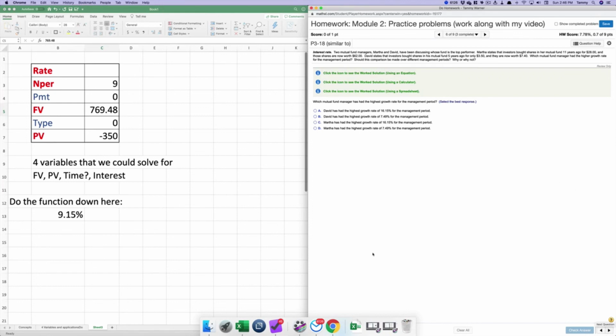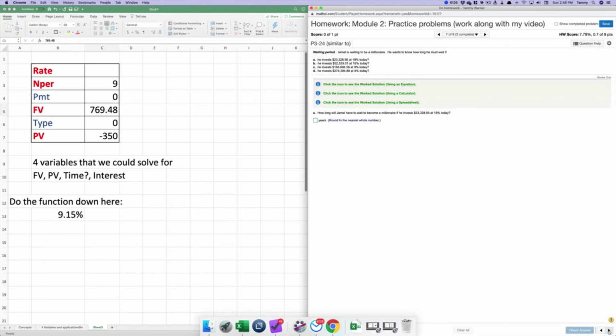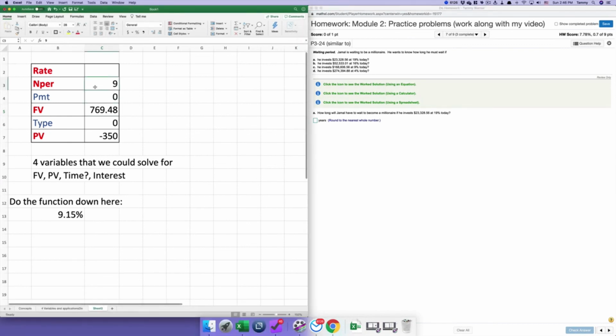And so now we have looked at future value, present value, and interest, and the last variable we want to look at is waiting period. So Jamal wants to be a millionaire, don't we all?